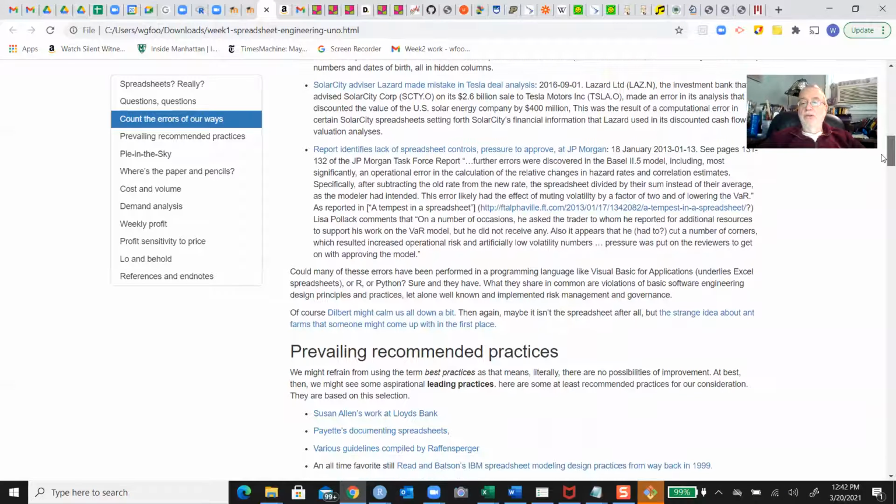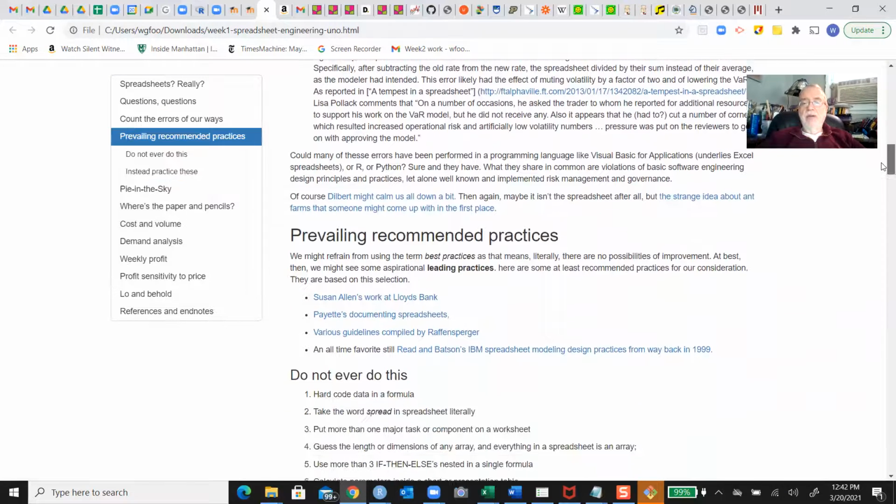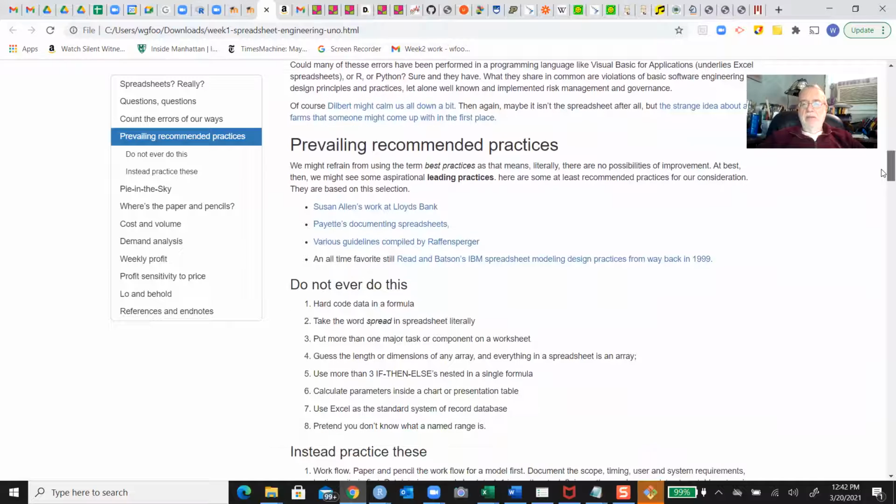Very good examples to look at. And there are many more than these. On the later side, look at how Dilbert looked at this whole business. And this was in the 90s. We were already going through the cultural differences about this. But we really need to learn from errors and get to the prevailing recommended practices.